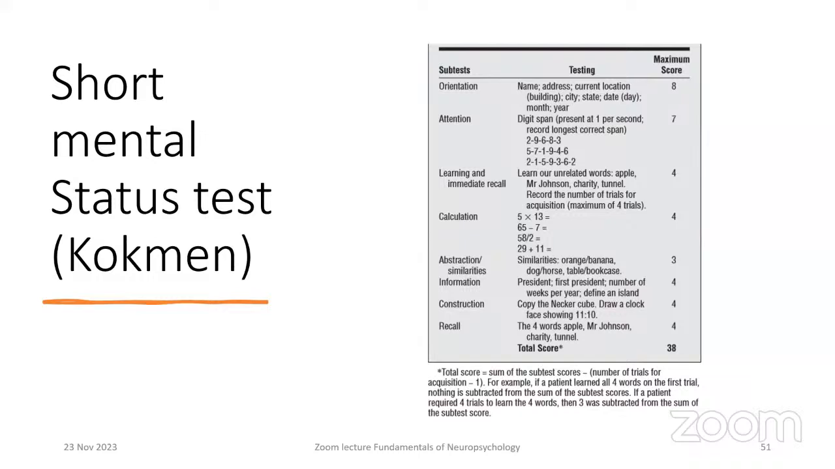For example, if a patient learns all the four words in the first trial, nothing is subtracted from the sum of the subtest scores. If a patient required four trials to learn the four words, then three was subtracted from the sum of the subtest scores. So this is called the Kokmen short mental test. This is very important, and this is different from the Mini-Mental Status Examination. Right.